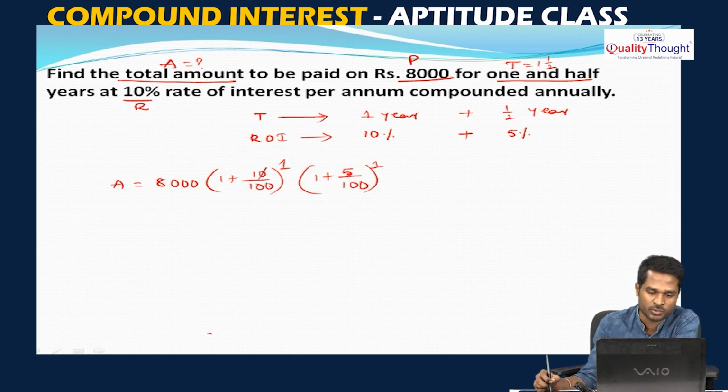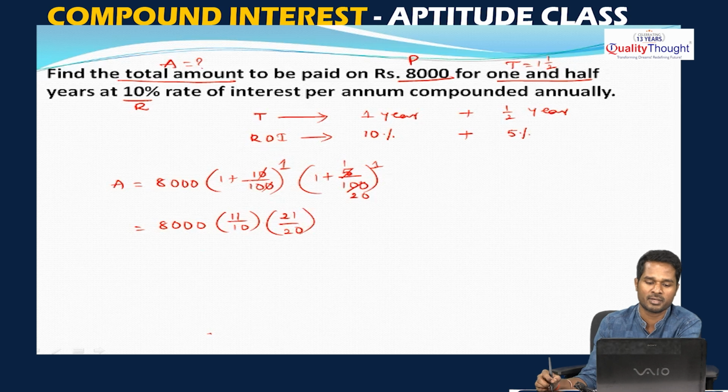Now simplify, zeros will cancel. So this is 8000 into 10 ones are 10 plus 1, 11 by 10, into 20 ones are 20 plus 1, 21 by 20. This 20 tens are 200, 240s are 8000.